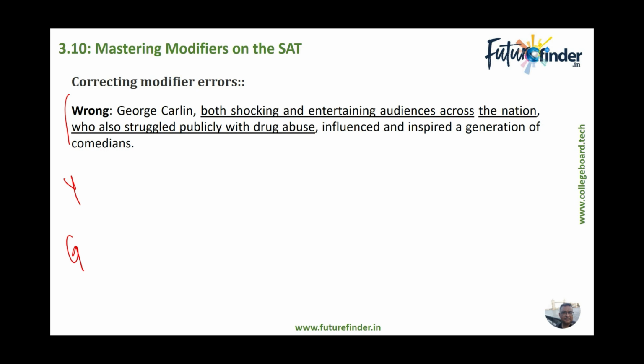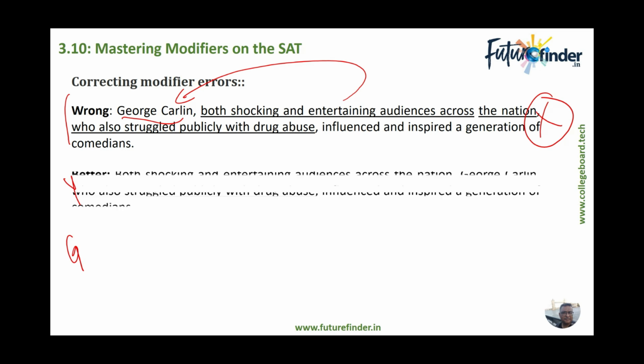George Carlin both shocking and entertaining audiences across the nation, who also struggled publicly with drug abuse, influenced and inspired a generation of comedians. Actually, the sentence doesn't make any sense. It is completely confusing. George Carlin, both shocking and entertaining audiences across the nation, refers back to George Carlin. Again, a very strange sentence. So we will put this as a wrong sentence because it's very difficult to make out what the sentence means.